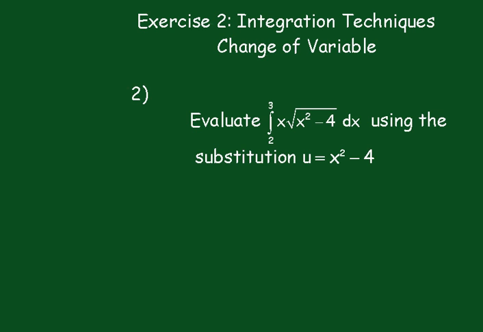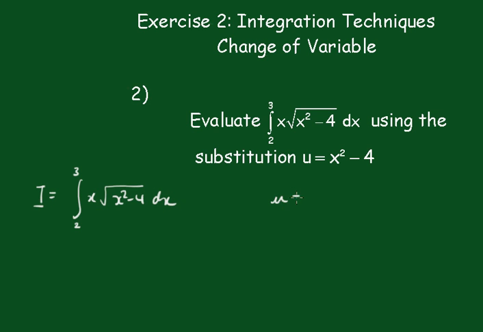Right, here's the next question. Evaluate the integral between 3 and 2 of x times the square root of x squared minus 4 dx using the substitution u equals x squared minus 4. Okay, now just pause the video and have a go at this. Okay, now here's the solution. Again, we'll set up I is equal to the integral from 3 to 2 of x root x squared minus 4 dx.